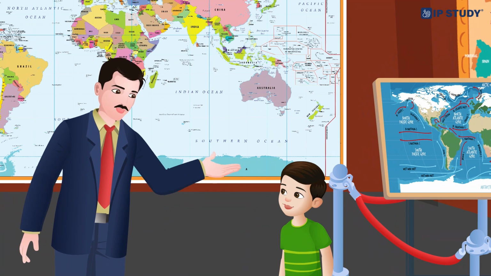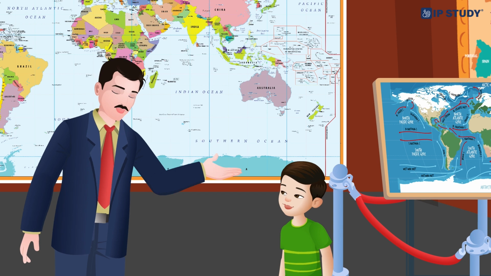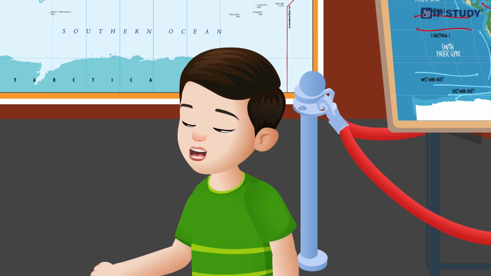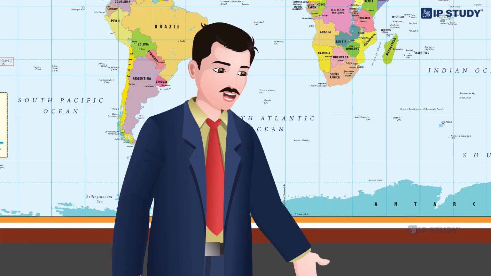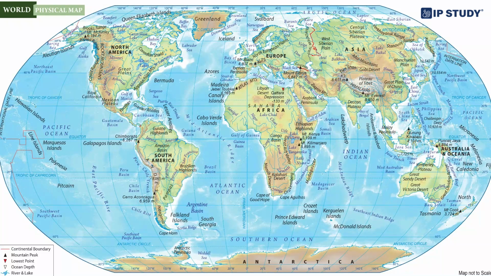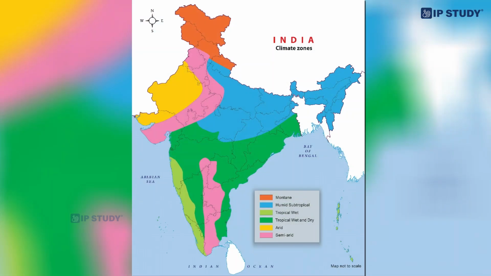Look here. Maps also show the surface of the Earth or a part of it, but they are drawn on a flat surface. Dad, why are there so many different maps? These maps show different things. This one shows countries and cities. This one shows mountains and rivers. And this one shows population and climate.